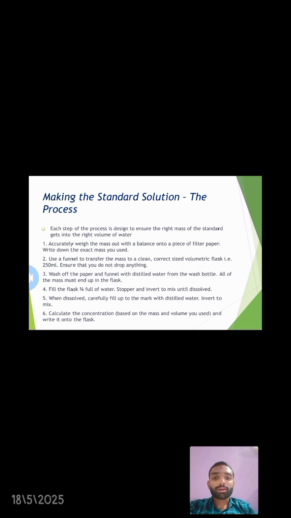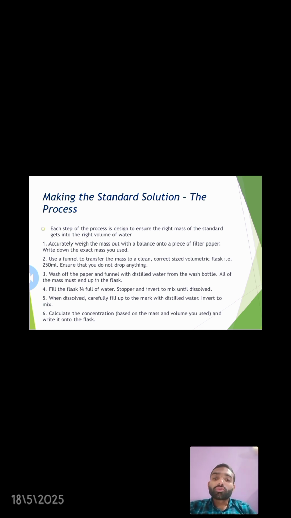which you took. The second step is to use a funnel to transfer the mass to a clean, correctly sized volumetric flask, that is a 250 ml volumetric flask. Ensure that you do not drop anything. The third step is to wash off the paper and funnel with distilled water from the water bottle. All of the mass must end up in the flask.